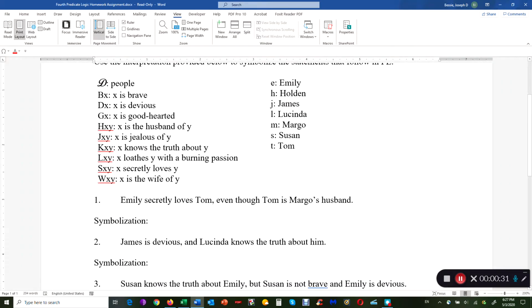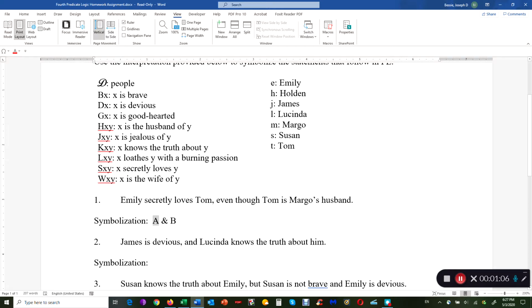They're almost like propositional logic or statement logic symbolizations. Emily secretly loves Tom is a statement. Even though is just the connective and Tom is Margot's husband is another statement. If it were statement logic, the thing just has the form A and B, right? It's just the conjunction of two statements. But here we have to use the predicate expressions that were given up here on top. E is Emily, T is Tom, and M is Margot.